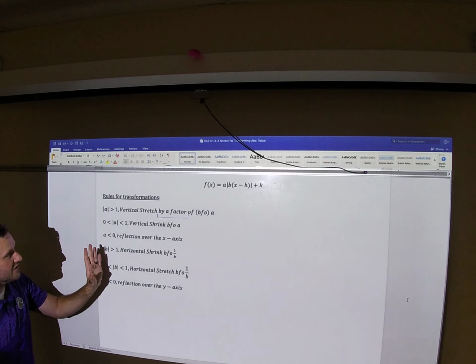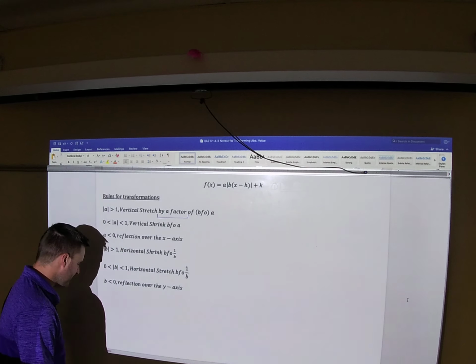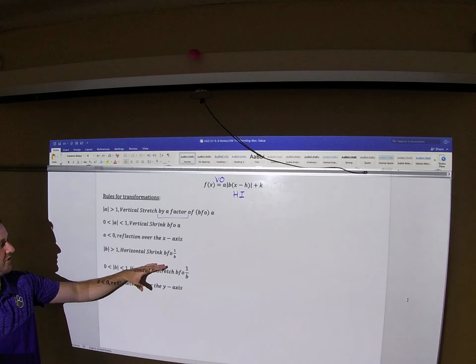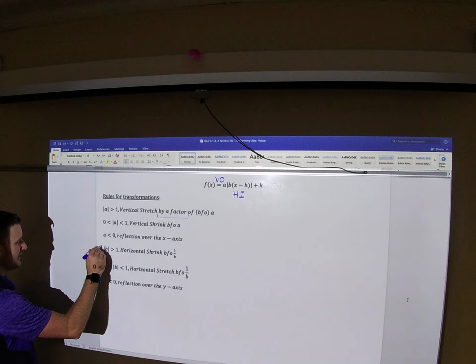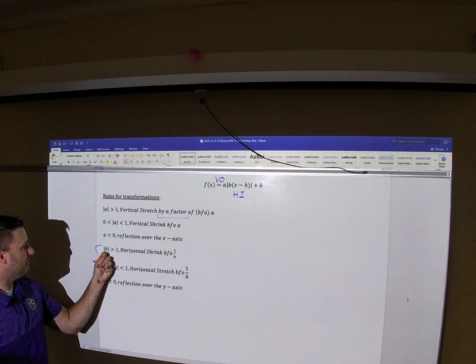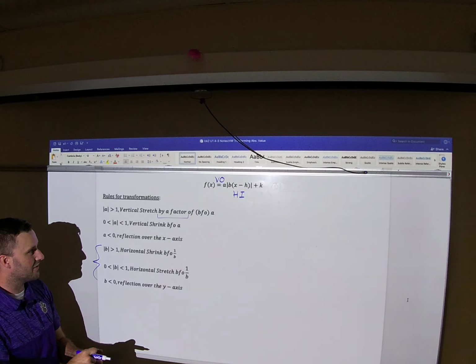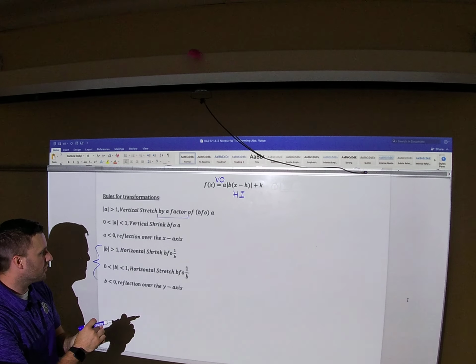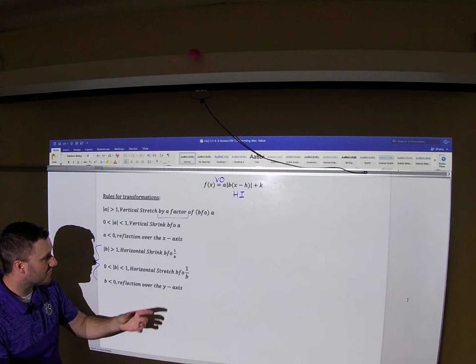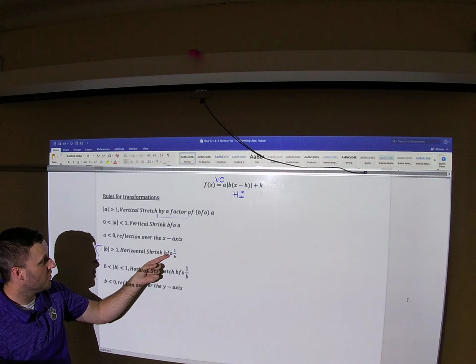Now B, the absolute value of B, is on the inside of the function. Remember how we talked about the outside of the function being vertical, so we use VO for outside of the function, but inside of the function, we use HI, the word high. So horizontal stretching and shrinking is on the inside of the function. In this case, when B is greater than 1, this is a little opposite, so this is a little challenging. When B is greater than 1, it's opposite of vertical. It's not a stretch, it's a horizontal shrink, and it's by a factor of the reciprocal, by a factor of 1 over B.